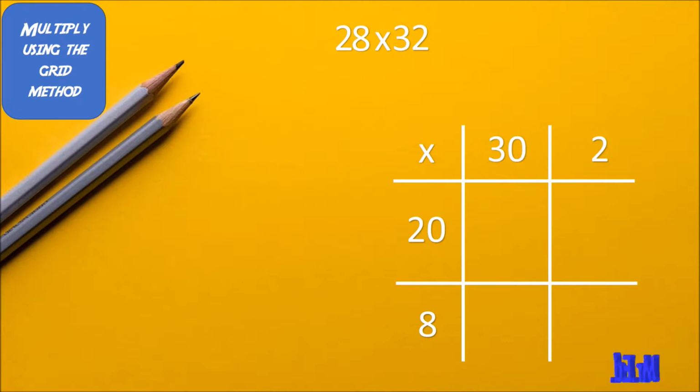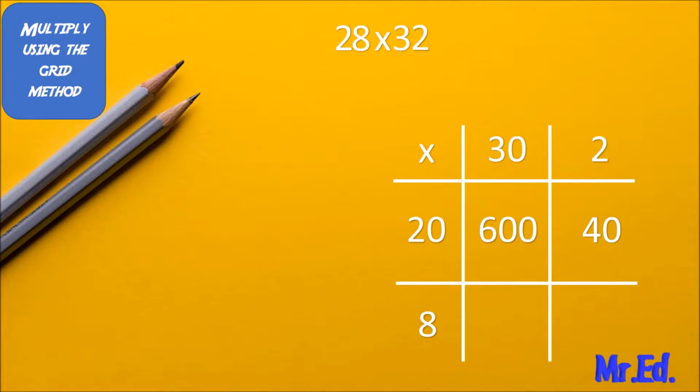So now what we're going to do is multiply the numbers together to give us answers, and then we're going to write the answer in. So the first one we're going to look at is 20 times 30. Now I can use my number facts to solve this, because I know that 20 times 3 is 60, times 10 is 600. Then I move along, I'm going to do 20 times 2. Now this one's easier. 20 times 2 equals 40.